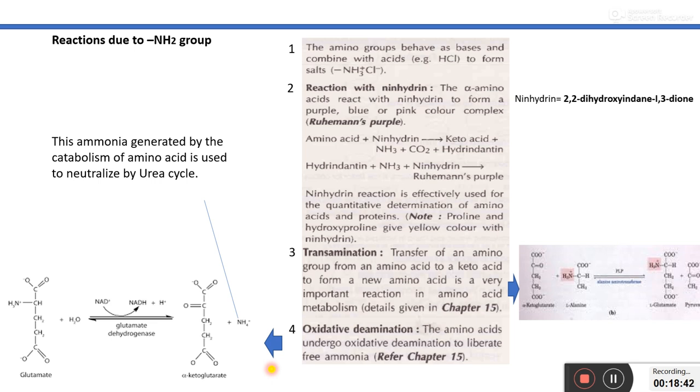Now I would like to discuss the amino acid reactions due to its NH2 group. The amino group behaves as a base, and when it reacts with acid, it forms salts. Next reaction is very important, that is the reaction of amino acid with ninhydrin. This reaction helps in the quantitative estimation of amino acids. In this reaction, ninhydrin, which is originally yellow in color, reacts with amino acid and turns deep purple, also known as Ruhemann's purple. Here one thing to be noted is that if proline or hydroxyproline reacts with ninhydrin, it forms yellow colored substances.